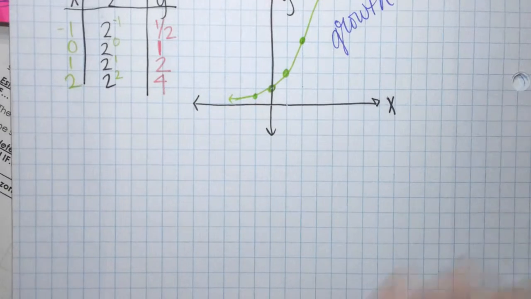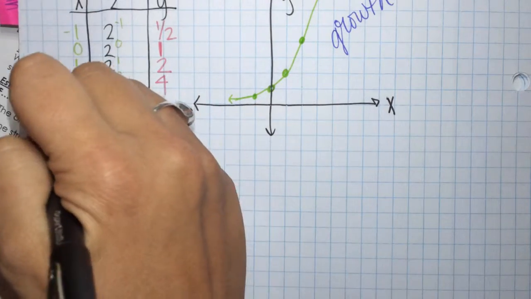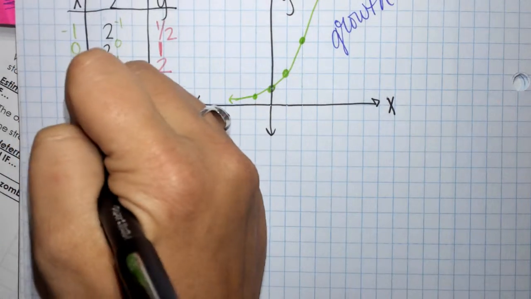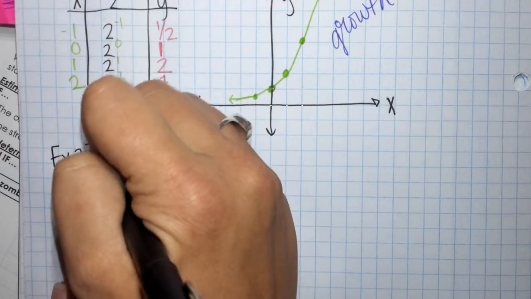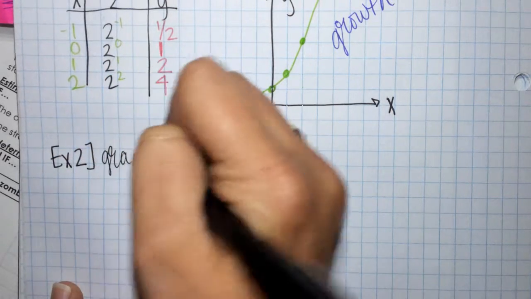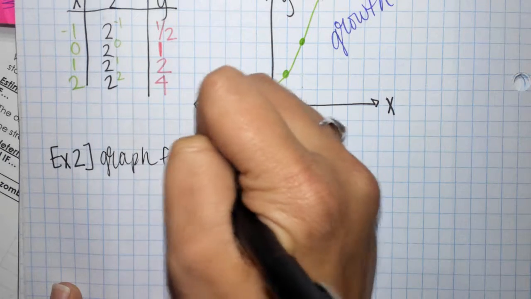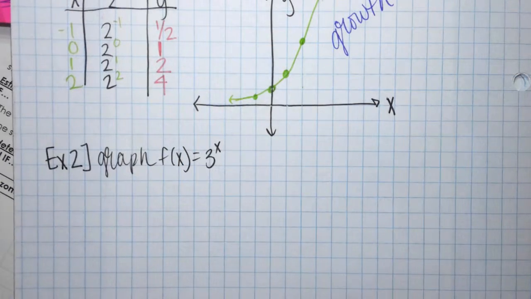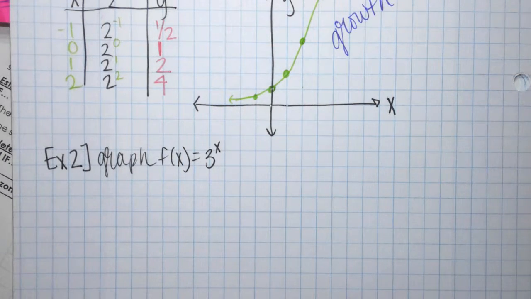Do you want to try this one without me or one more together? One without. Okay. All right, so please graph f of x equals 3 to the x power. When you're done with your table, let me come check it before you graph.